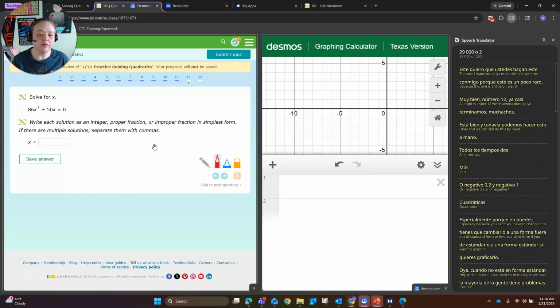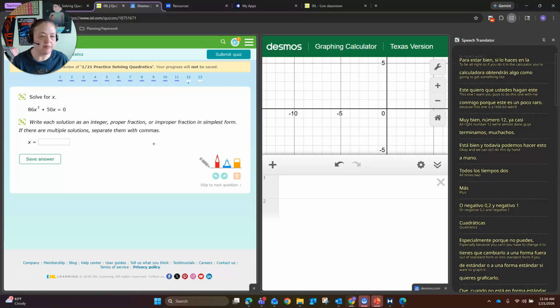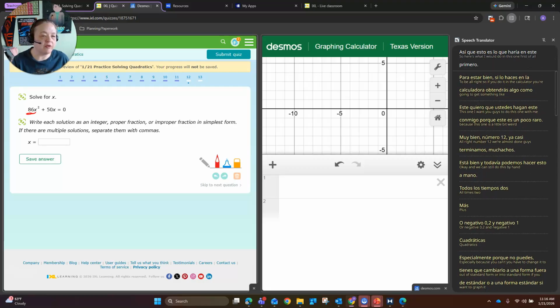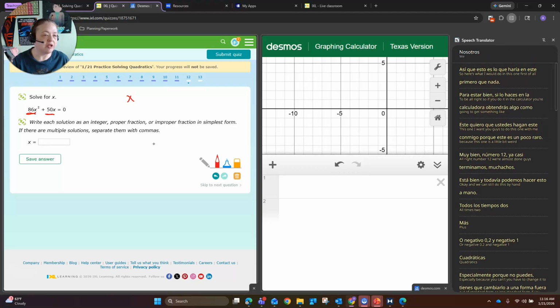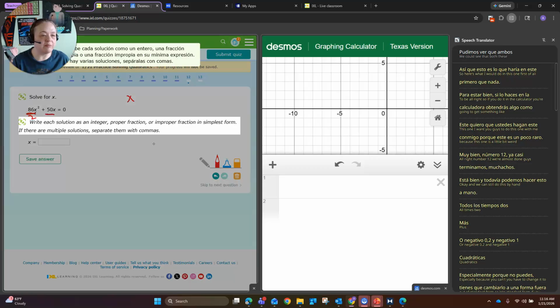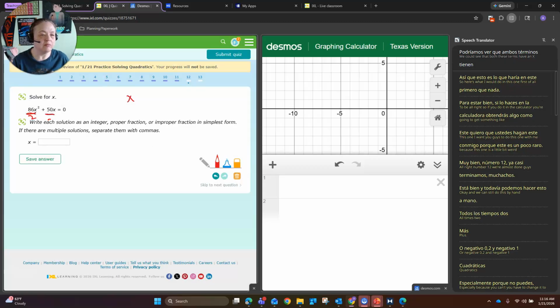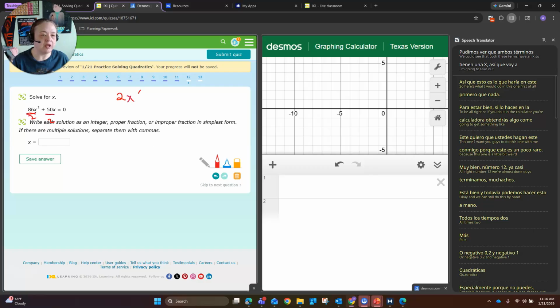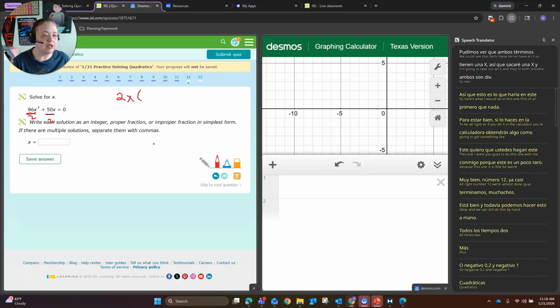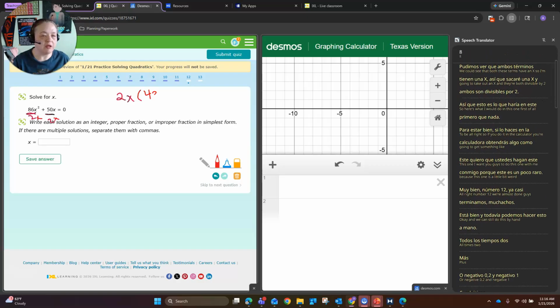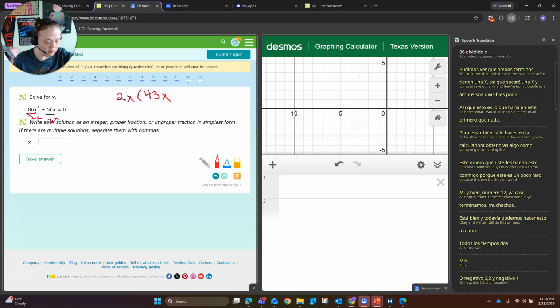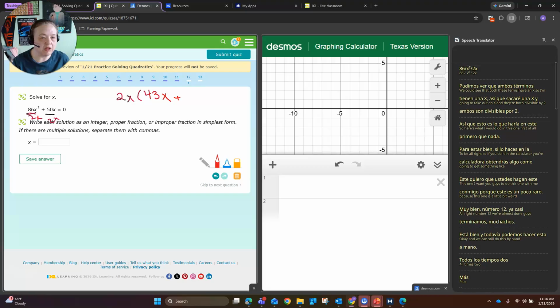First of all, this one needs to be done with zero product property. We can see that both these terms have an x, so I'm going to take out an x, and they're both divisible by 2, so I'm going to divide by 2. This is going to have 2x on the outside, okay? 86x squared divided by 2x is 43x. 50x divided by 2x is 25.